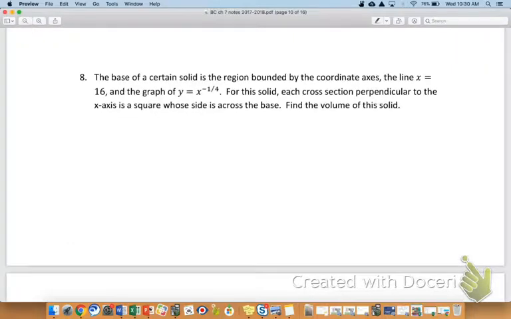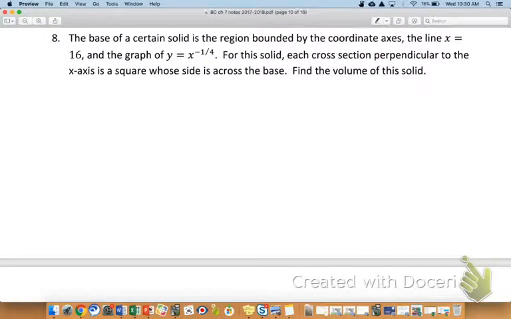Number 8. Yeah, this is a really nice cross unit little example here. It says the base of a certain solid is the region bounded by the coordinate axes, the line x equals 16, and the graph of y equals x to the negative 1/4. For the solid, cross sections perpendicular to the x-axis are squares. We're supposed to find the volume of the solid. I would suggest use your calculator and get just a quick look at what this graph looks like. Okay. I will attempt to sketch the same on my screen.